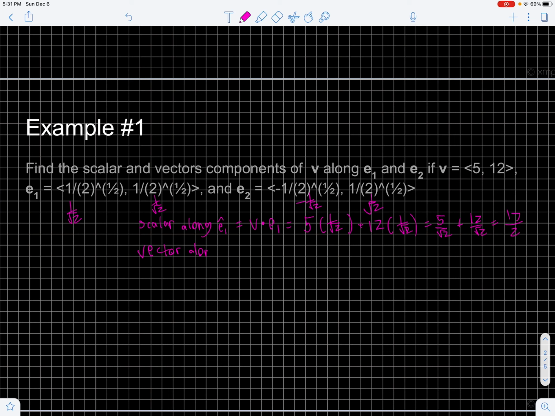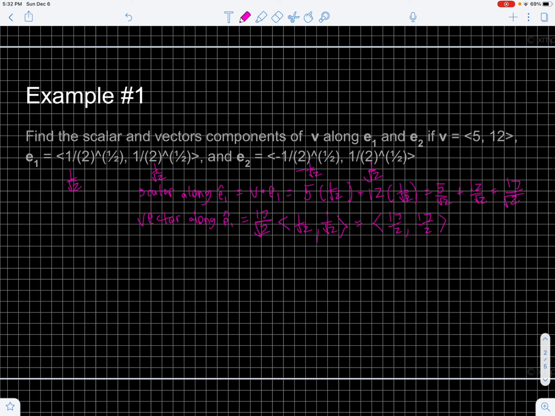Our vector component along E1 hat is equal to our scalar component times E1 hat. So 1 over the square root of 2. Whoops, forgot to put my square root of 2. 1 over square root of 2, 1 over square root of 2. That's just scalar multiplication. That gives us 17 halves, 17 halves. Easy peasy. All right.